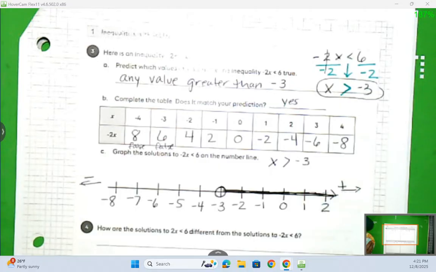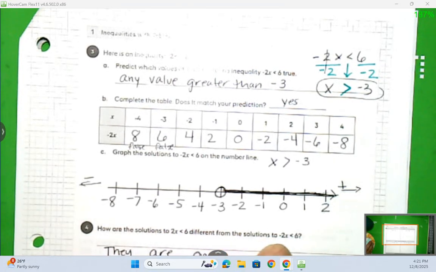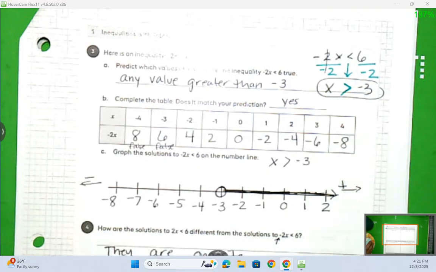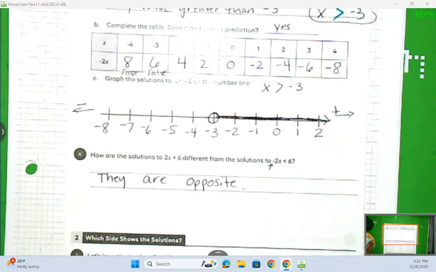How are the solutions to 2x less than 6 different from the solutions to -2x less than 6? Well, they are opposite. And they are opposite because here you have a negative sign, which changes everything. If you have a negative sign, that is much different when you're multiplying a -2 times a number versus a +2 times a number.